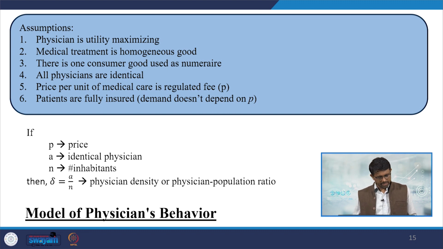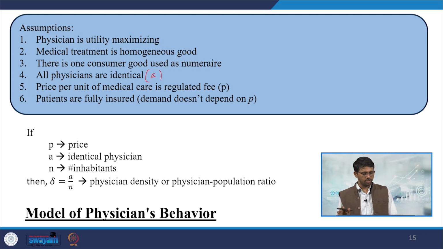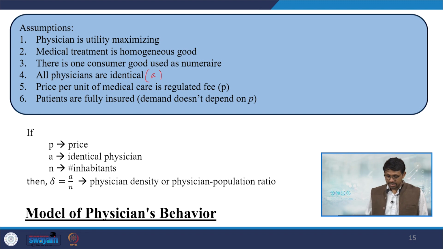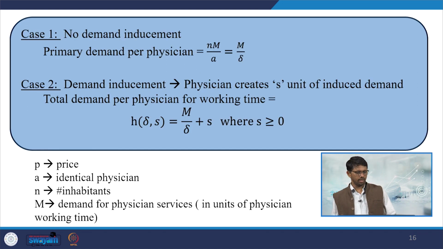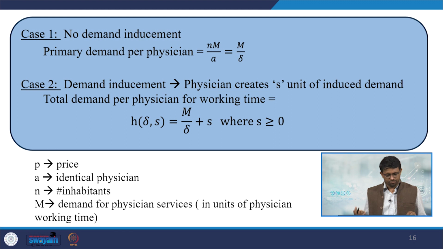So, P stands for price, A will be used for identical physicians. So, this is the A we are going to refer to. Then N is the number of inhabitants, or population, or the patients. Hence, delta stands for physician density, or the physician-population ratio, that is A upon N, physicians divided by population. So, we will be using this in our framework model, starting with the first case where there is no demand inducement, and the second one with demand inducement.